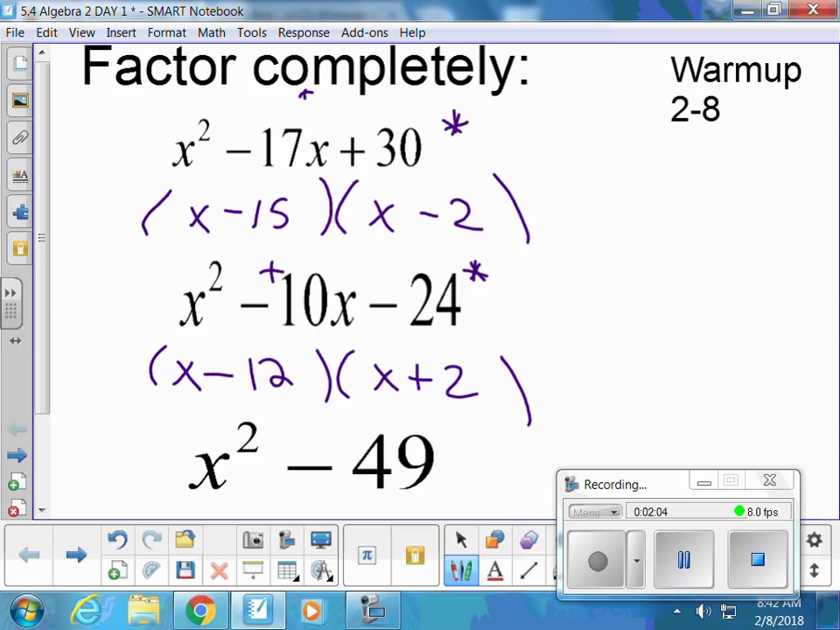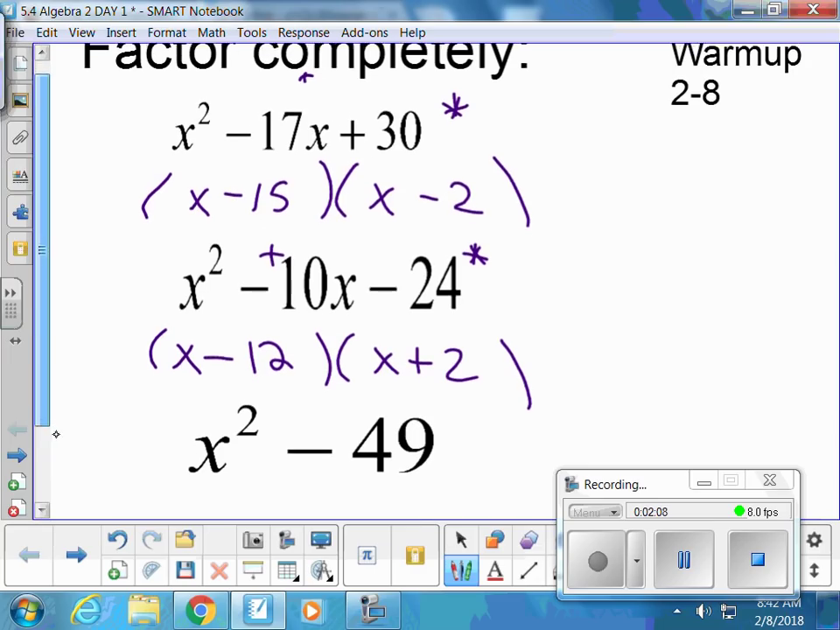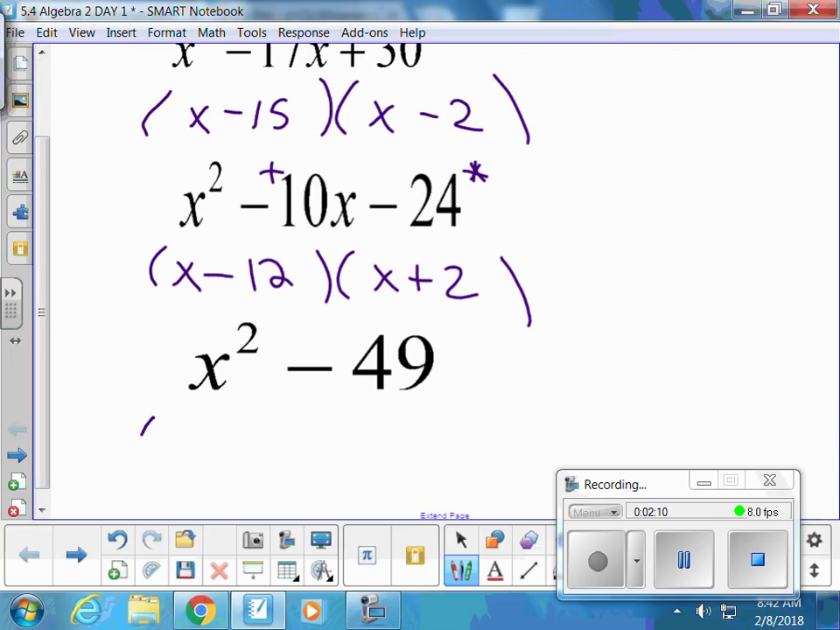And our last one, we have a special case. This time we have to multiply to a negative 49, but add up to 0. Interesting, huh? I don't know if you remember how these ones work, but you want to go with a positive 7 and a negative 7. You get that number by square rooting. It's called sum and difference of perfect squares. So hopefully that rings a bell. All right, you ready to start the lesson?